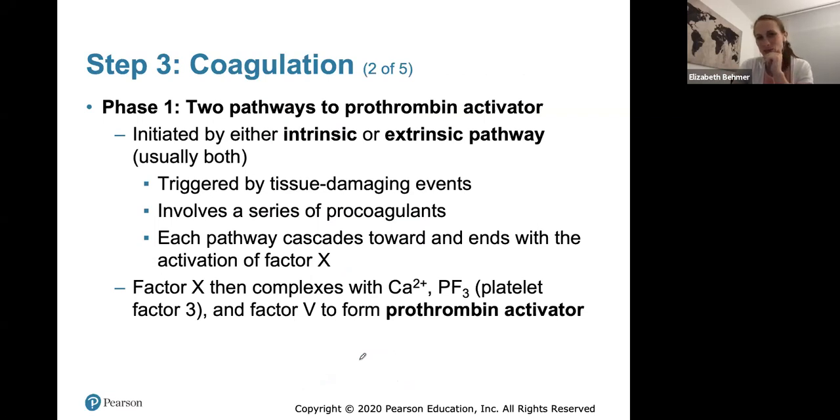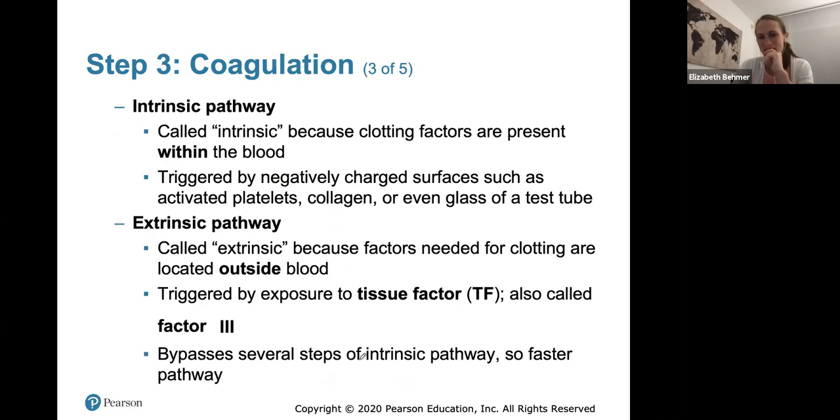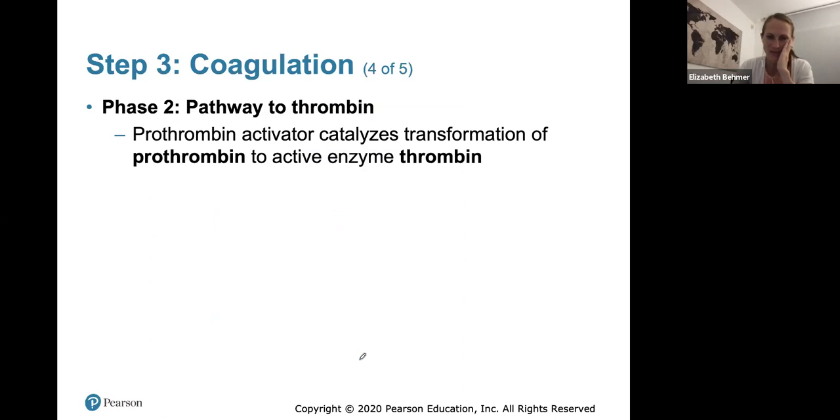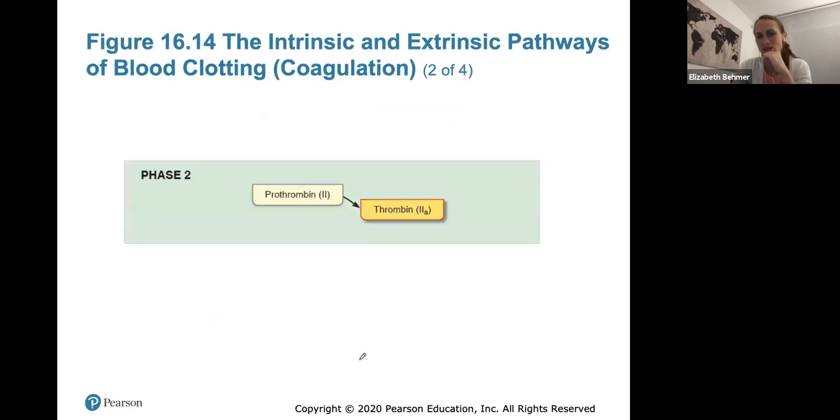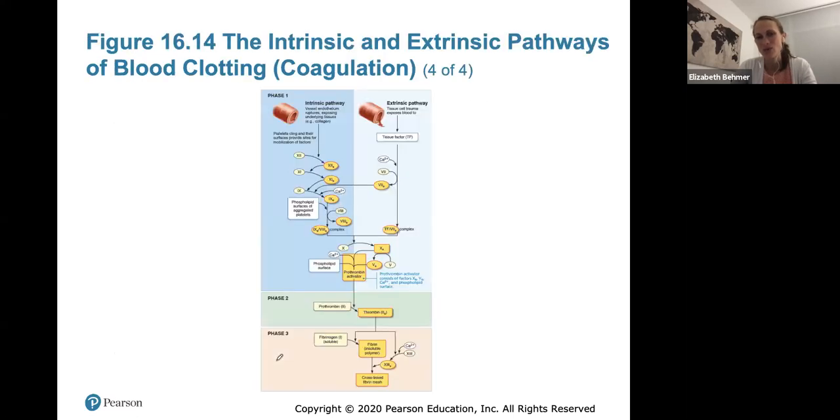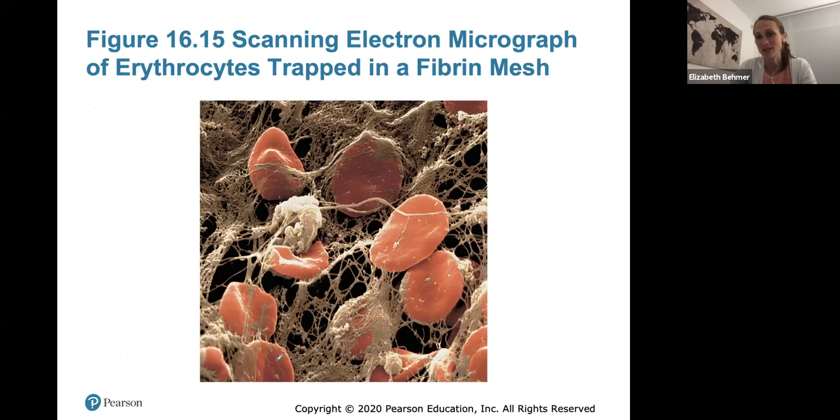Coagulation, the phases, I don't think I asked you questions on, so I'm going to pass over this. I included this in previous semesters because in understanding these phases of coagulation, we then talk about anticoagulants, because many of you probably know people who are on anticoagulants, so anti-clotting measures. An anticoagulant is just a factor that normally dominates in the blood to inhibit coagulation. And this is a scanning electron micrograph, actually an erythrocyte trapped in a fibrous mesh of a clot.